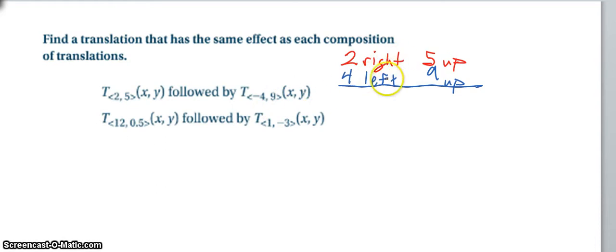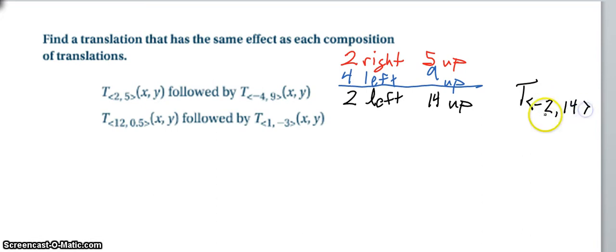So now we have 2 conflicting translations. So if I went to the right 2 and then went to the left 4, really the net movement would be 2 left. And if I went up by 5 and then up by another 9, I'd really just be going 14 up. So when we combine the 2 translations together, what I really end up with is one translation that is -2, 14. And I could also just add the values, 2 plus a -4, that gives me the -2, and then 5 plus the 9, that gives me the +14. So try that on your last one here. This is the last problem for this lesson. Pause the video, give that a shot.